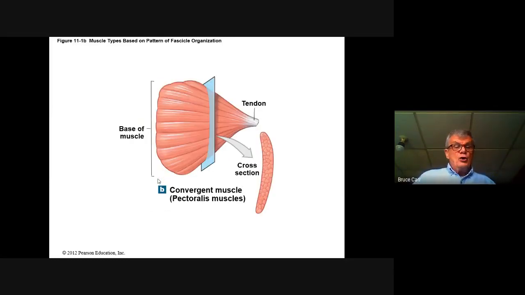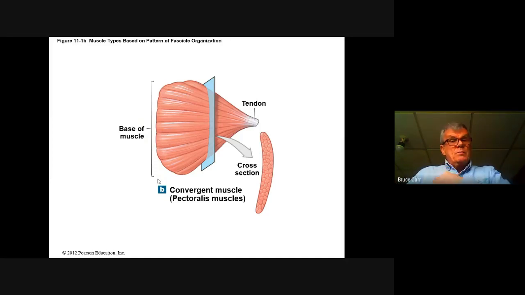Here is a convergent muscle. It is a fan shape, and this is the pectoralis major, a muscle of the thoracic region on each side of the sternum. The one area on the left side is the base of the muscle. In attachment, we call that the origin. The attachment starts here on the clavicle, goes down the sternum quite a ways, and actually curves around across a couple of rib and costal cartilage regions.